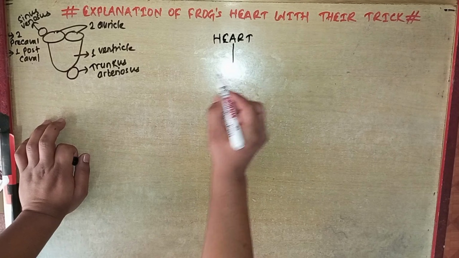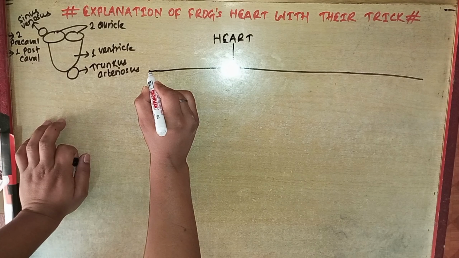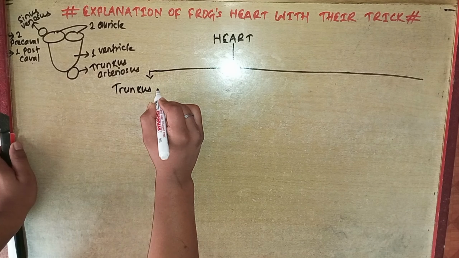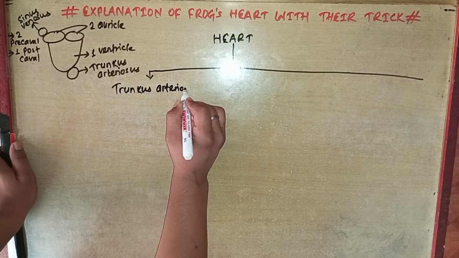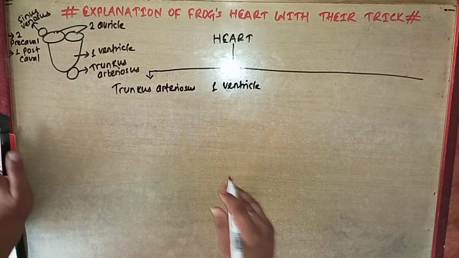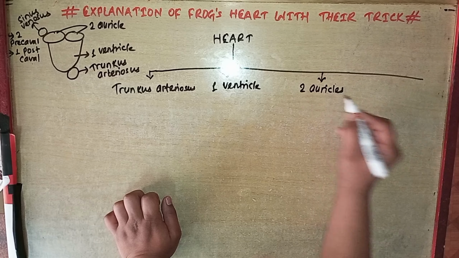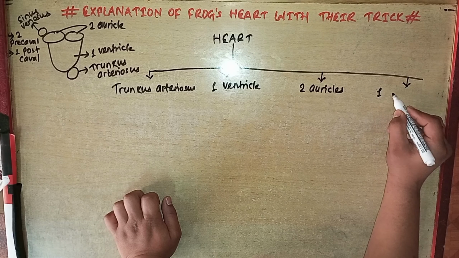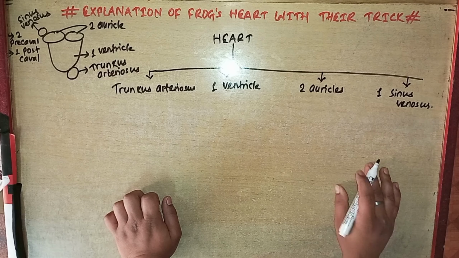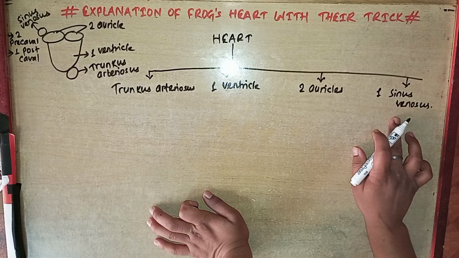The heart of a frog has one truncus arteriosus, one ventricle, two auricles, and one sinus venosus. And remember one thing, sinus venosus is present on the dorsal side of the frog heart.